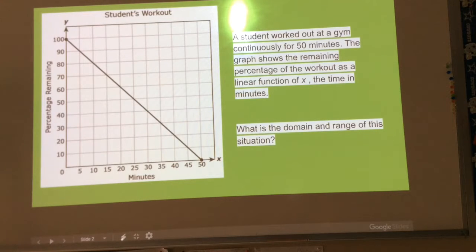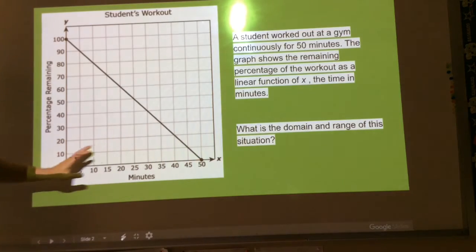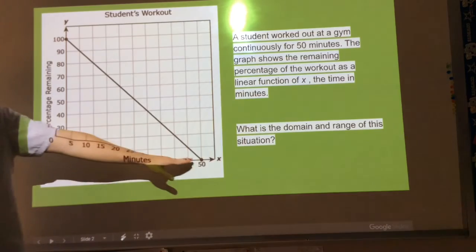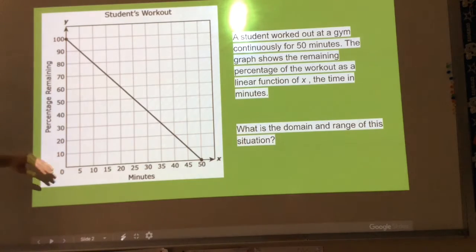Okay, this was the question that we literally did for the warm-up yesterday, right? The reason I'm showing it to you again is I want you to understand that domain is all of our x values. So for this one, it would be 0 to 50. For the range, it's going to be 0 to 100. We're all okay with that.